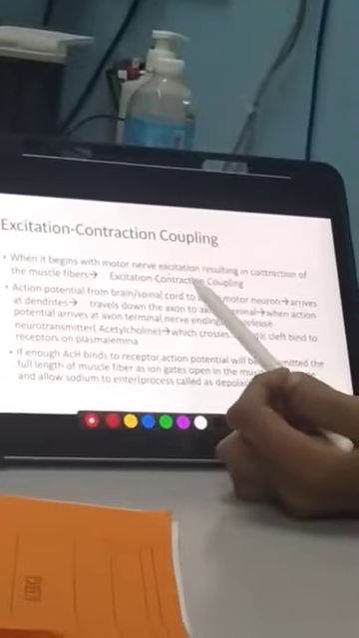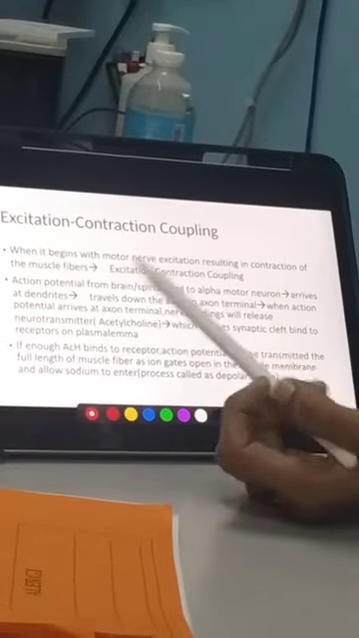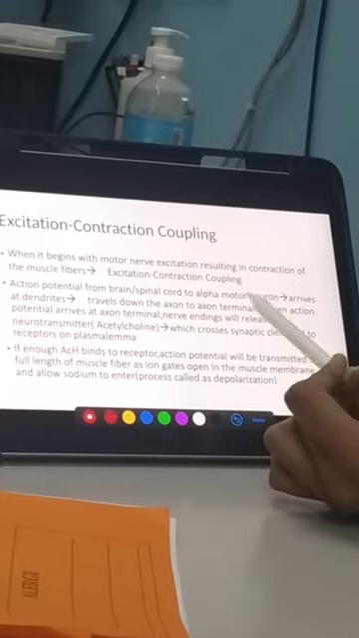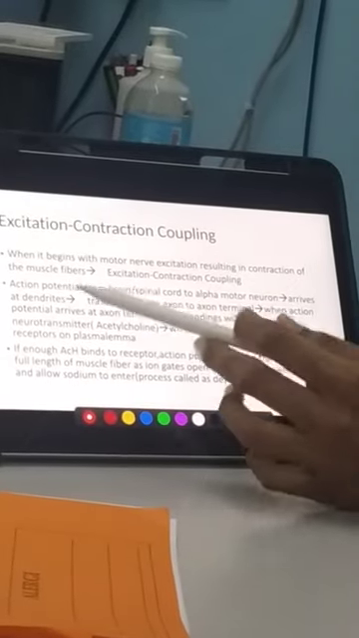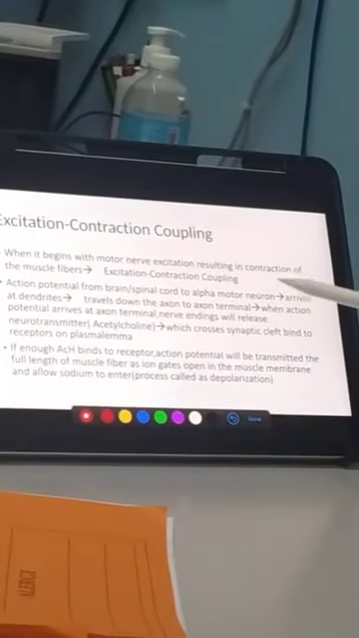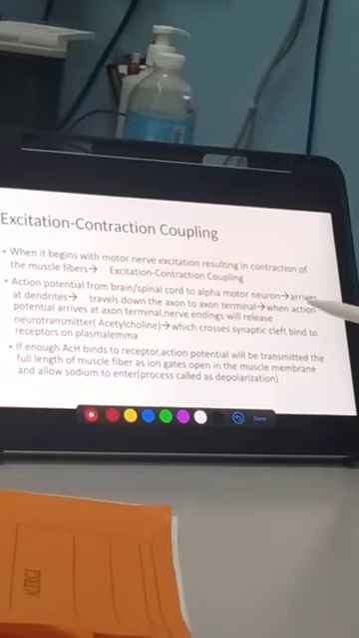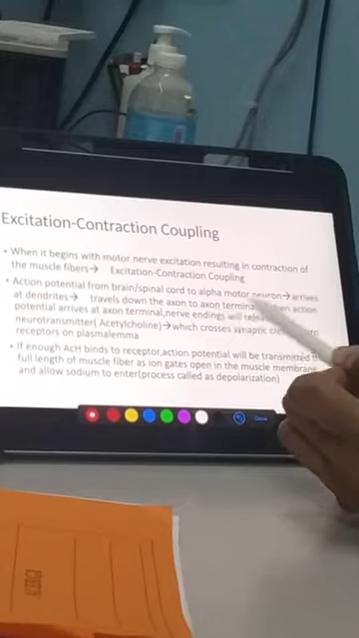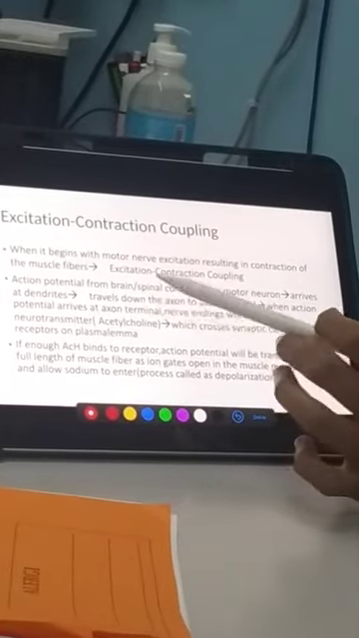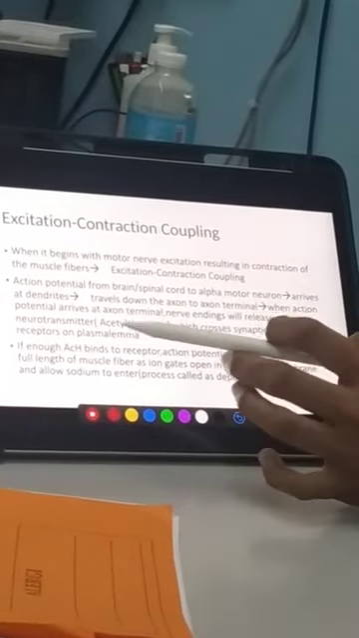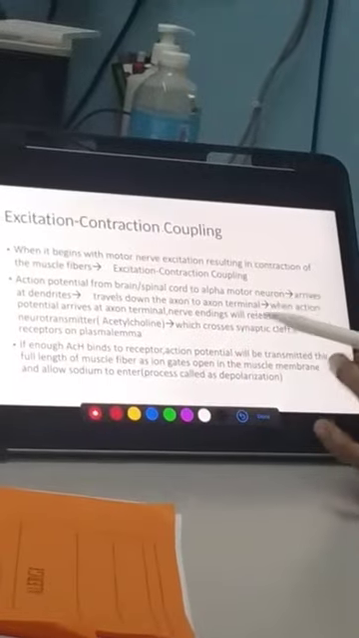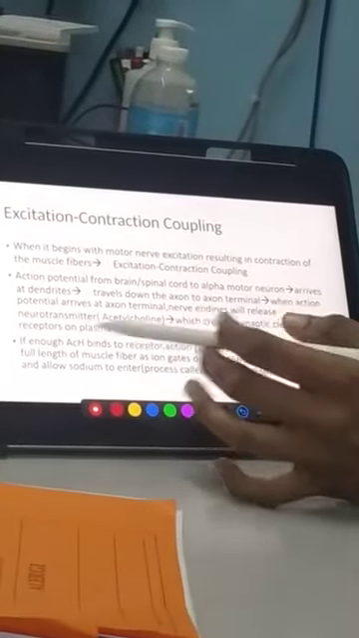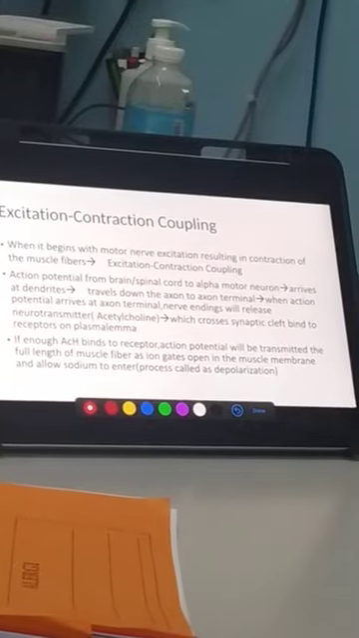So, excitation-contraction coupling. An action potential goes from the brain and spinal cord to the alpha motor neuron and arrives at the dendrites, then travels down the axon to the axon terminal. The nerve endings release a neurotransmitter called acetylcholine, which crosses the synaptic cleft and binds to the receptors on the plasma membrane.